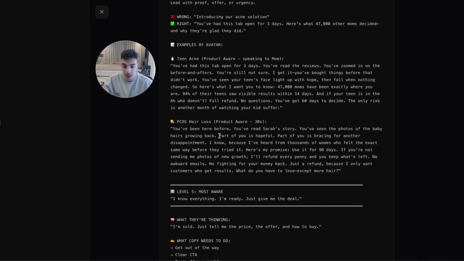It can be an email opener. Example by avatar, acne, product aware, speaking to moms. You've had this tab open for 3 days. You've read reviews. You've zoomed in on before and afters. You're still not sure? I get it. You've bought things before that didn't work. You've seen your teen's face light up with hope, then watched as nothing changed. So here's what I want you to know.